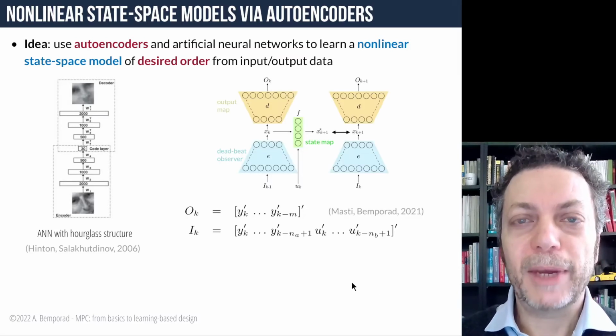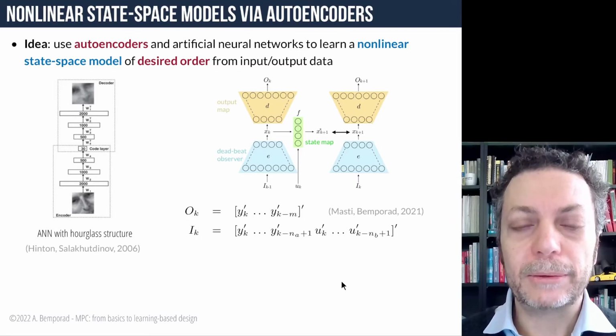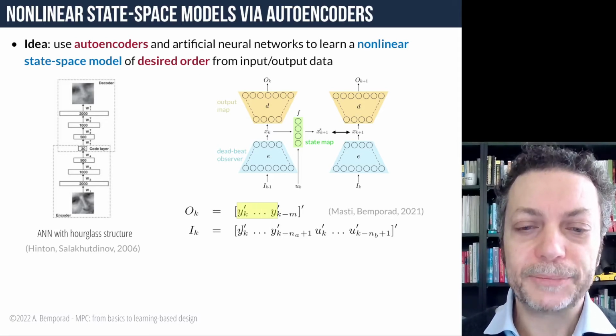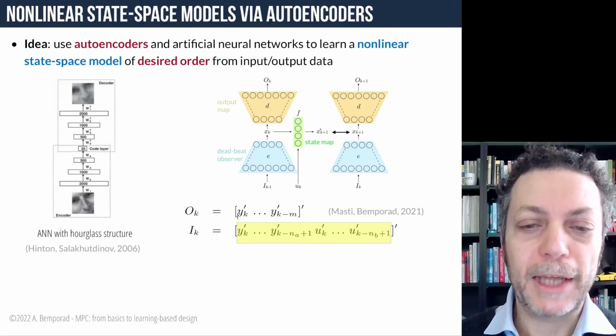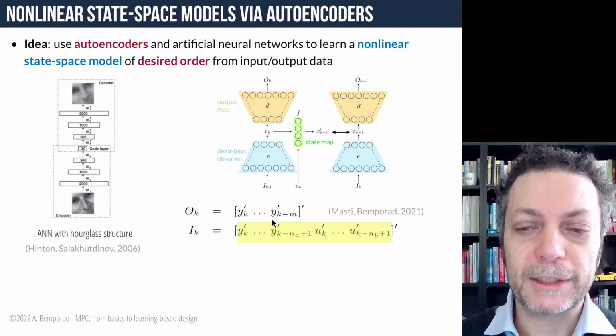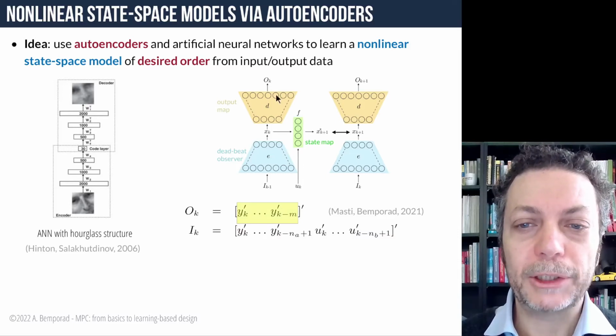So together with Daniele Masti, we thought of applying this to generate state space models. So here our image, in quotes, is past outputs and inputs. What we want to reconstruct is the same thing on the other side. Actually, we are not interested in reconstructing the past inputs, we are interested in reconstructing the past outputs. So we build this structure with a neural network structure with a thin layer, where the thin layer is the state vector that we want to generate.